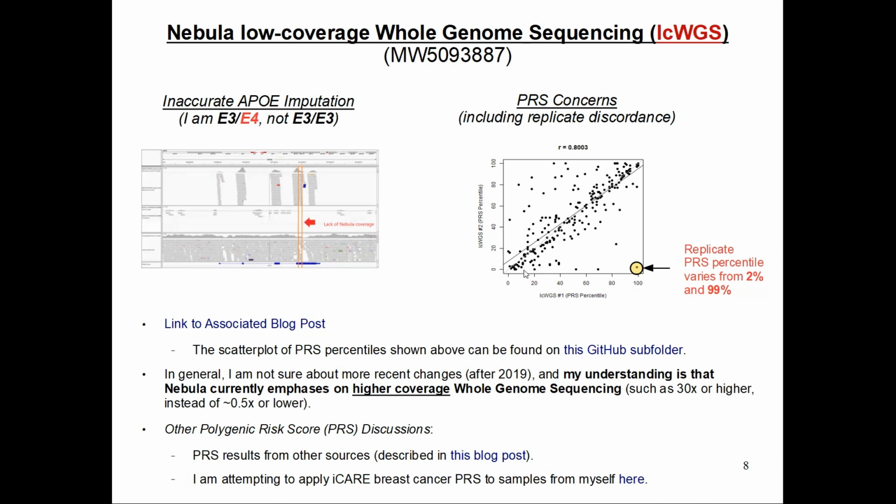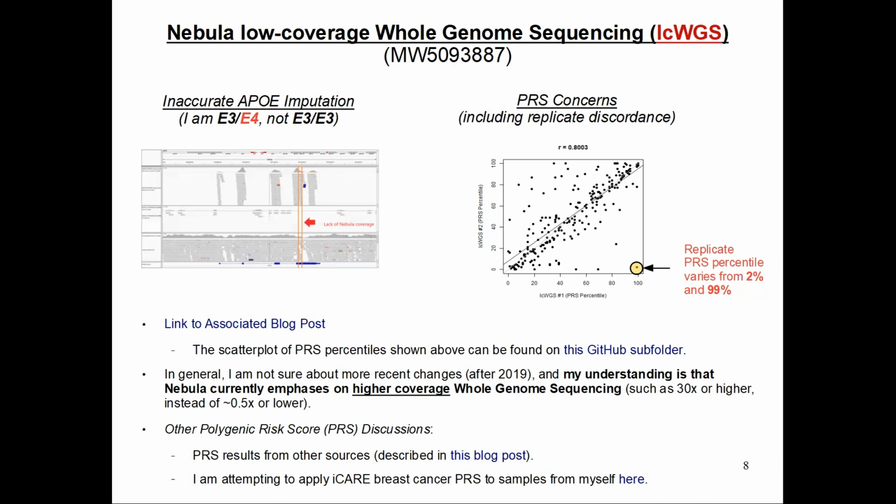And so you can see that there's a correlation with a correlation coefficient greater than 0.08, and most of them are more or less along the diagonal, but there are also some outliers. And so one of the things I emphasized in the report was that you can see here that one of my replicates said that for this particular score my PRS percentile was 2, and the other replicate said 99%, and that's just about as different as you can get.